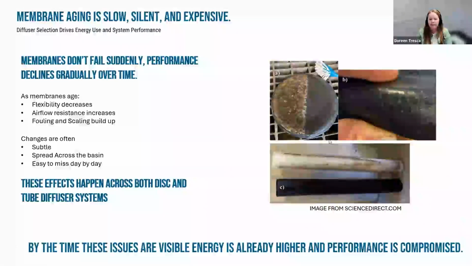Membranes don't fail the way a pump or a blower is going to fail. They won't shut down. Slowly over time, they're going to lose performance. Over time, you might see that the membranes stiffen, foul, and have more resistance to airflow. What does that resistance mean? It means that your blowers are going to have to work harder to push the same amount of air through the membrane. The challenge is that these changes can happen slowly.